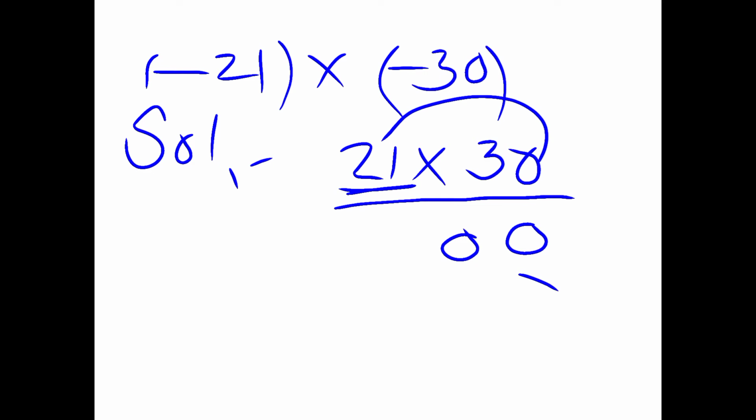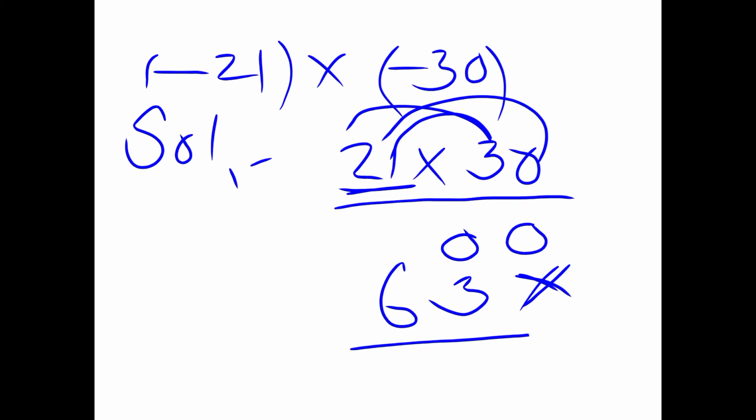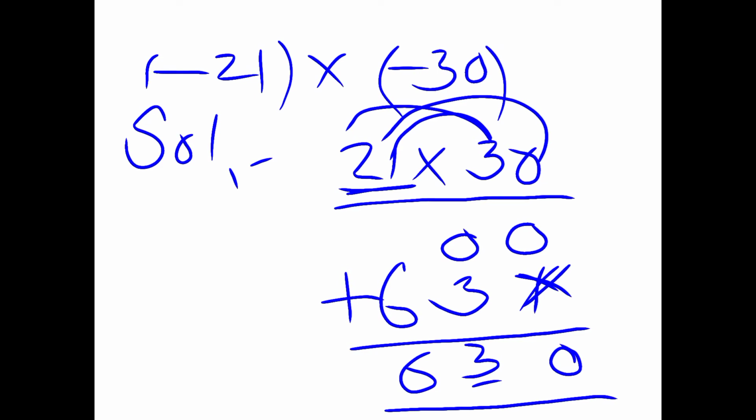Then we leave the units place, we put a cross here. Then let's multiply 21 with 3. 3 ones are 3, then 3 twos are 6. Now let's add these, 0, 3 plus 0 is equal to 3, and 6.